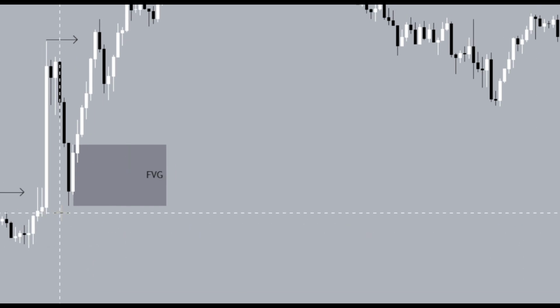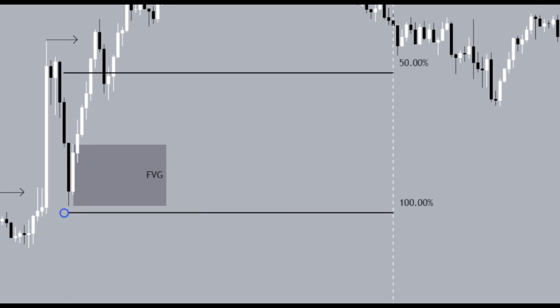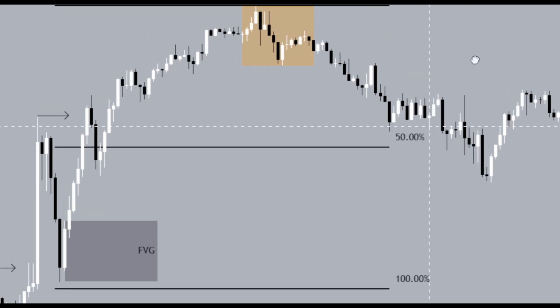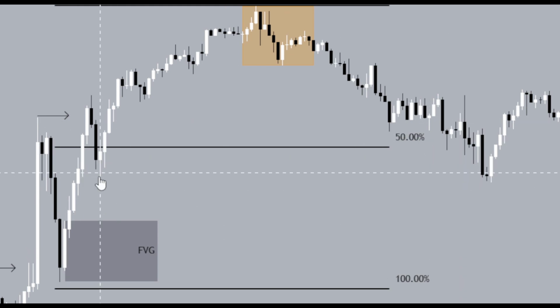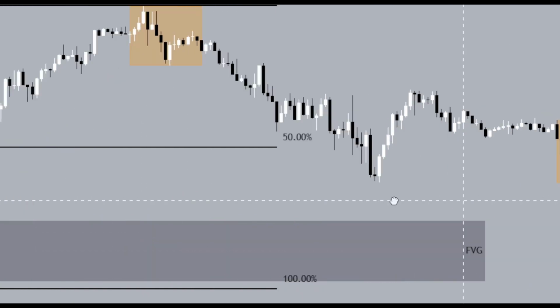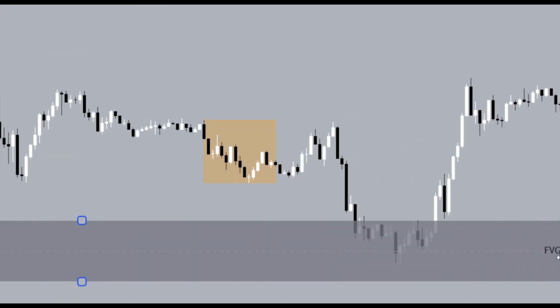What we have over here is a discounted PD array. We have a discounted zone over here, so anything below the 50% level becomes essentially our discount. We've left a fair value gap and we've broken structure to the upside. So all of this is what gives rise to this POI over here, this order block over here.